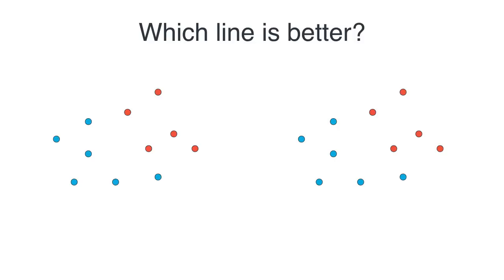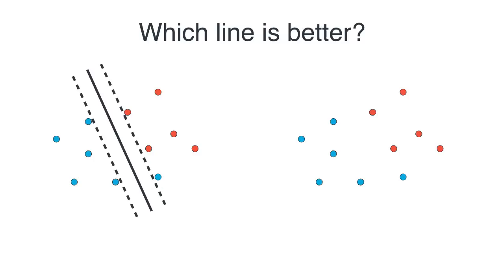Here we have the same data set twice, and I'm going to show you two support vector machines that classify it. The first one is this one, and the second one is this one. Now, the question is, which one do you think is better? Feel free to pause the video and think about it.